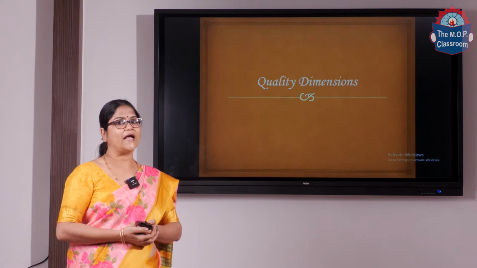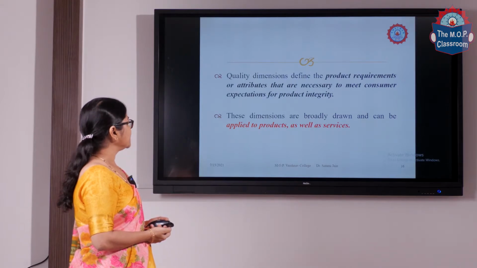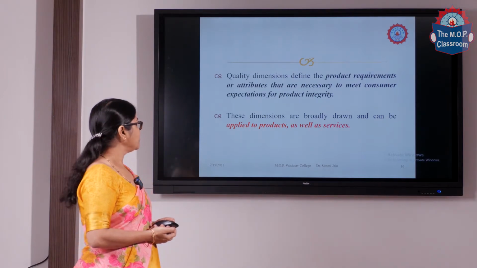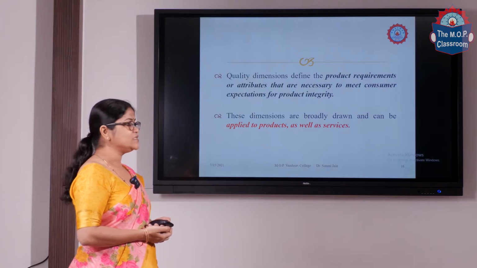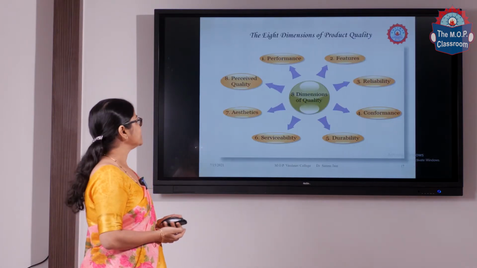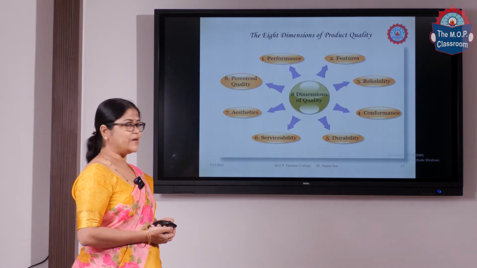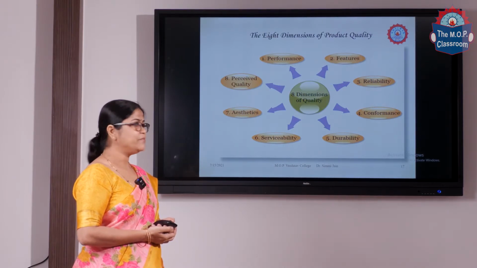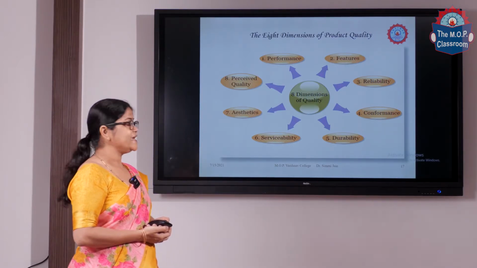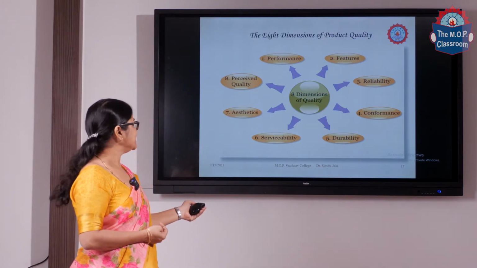Now, let's have a look at what is meant by quality dimensions. Quality dimensions define the product requirements or attributes that are necessary to meet consumer expectations for product integrity. These dimensions are broadly drawn and can be applied to products as well as services. The 8 dimensions of product quality include performance, features, reliability, conformance, durability, serviceability, aesthetics, and perceived quality. We will discuss each of these in detail.